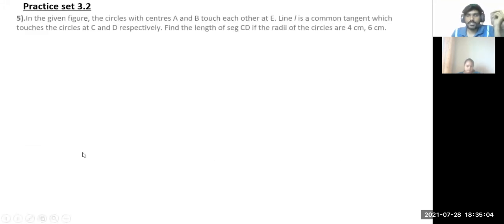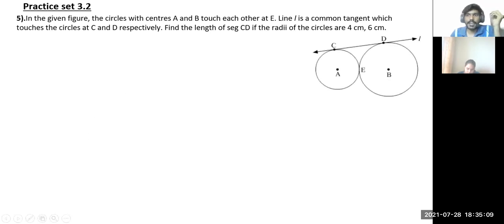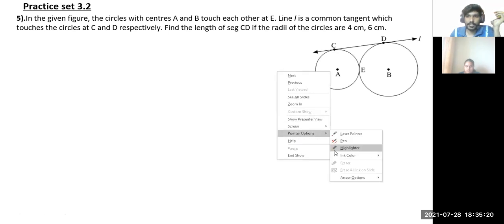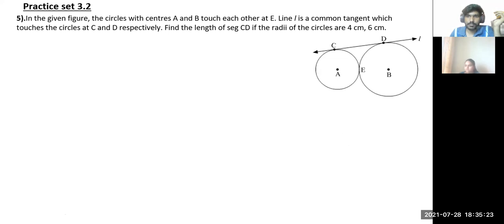Okay, so fourth sum is done. Now let's start with the fifth sum. The fifth sum says in the figure, the circles with center A and center B touch each other externally. And both of these circles have line L, which is a common tangent to both of the circles. Line L intersects the circle with center A at point C, and it intersects the circle with center B at point D. You have to find the length of segment CD.